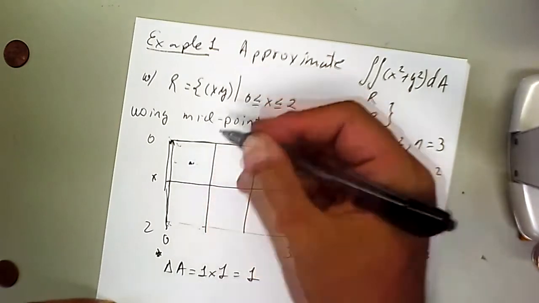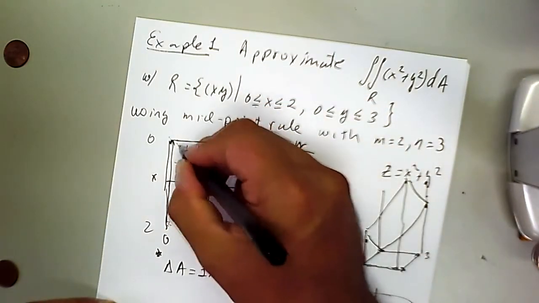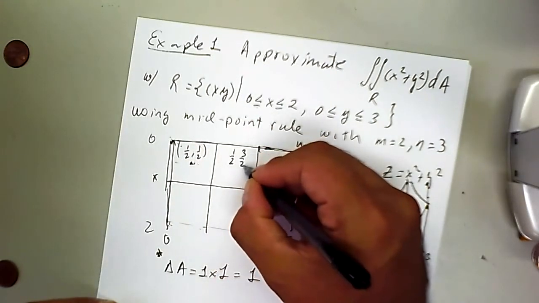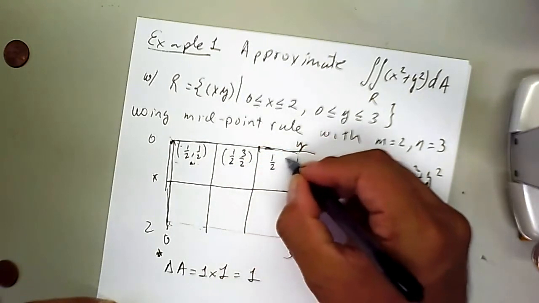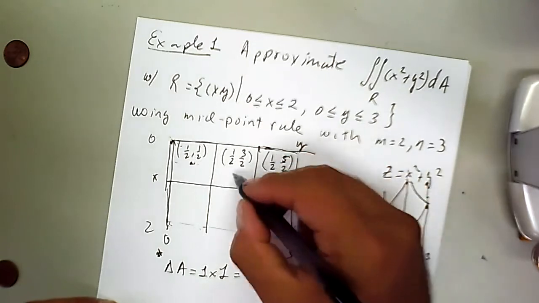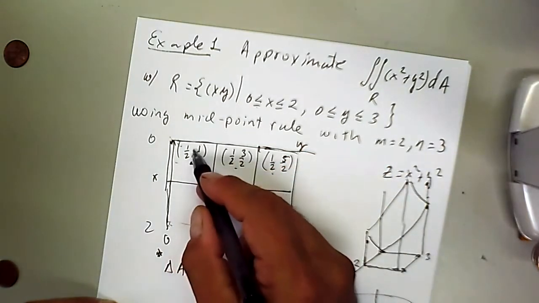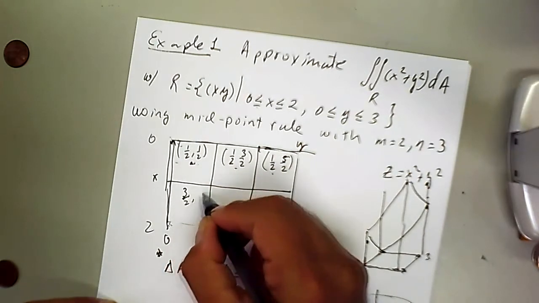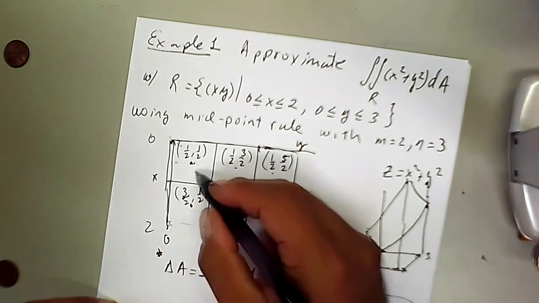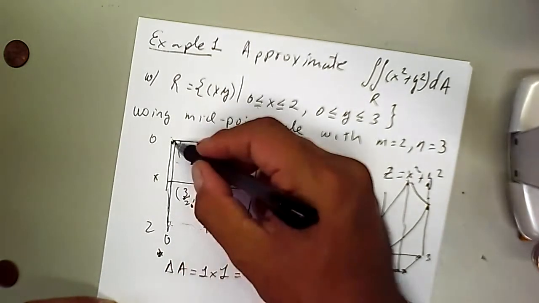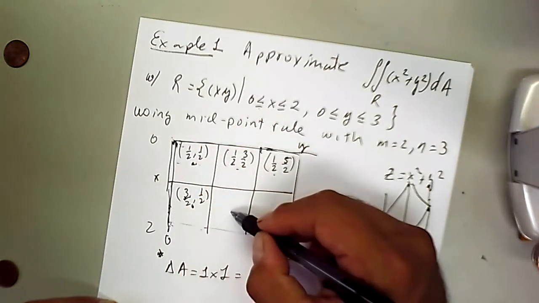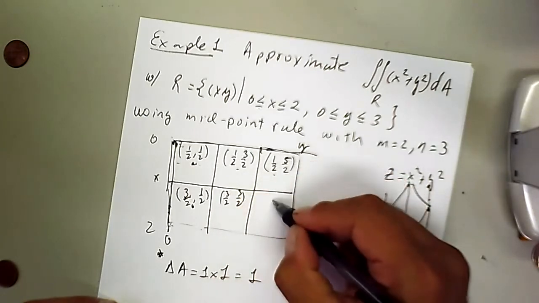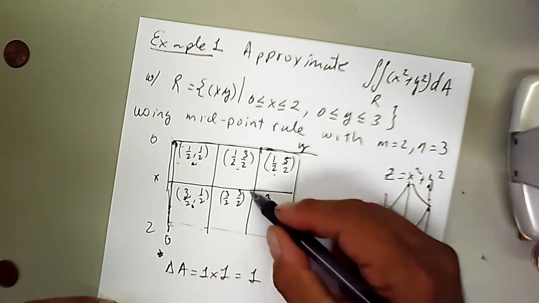This is a half, a half, a half, a half. And this is a half, three halves. One half, three halves. One half, five halves. And then we're going to have three halves, three halves, one half. That's the midpoint here. Three halves, because from here to here is two, so 1.5 is three halves. And then three halves, three halves, three halves. And the same thing here, three halves and five halves.